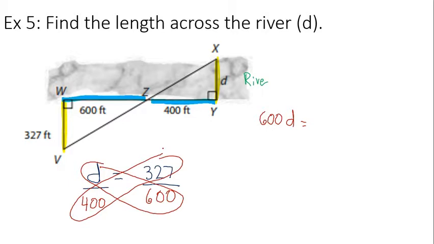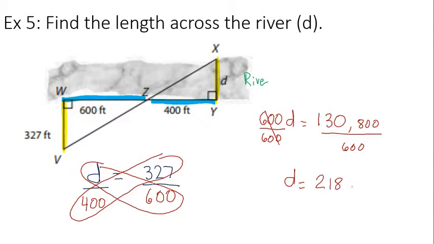And that's going to give me a big number, but it's going to be 130,800. And what I'm going to do next, I'm going to take that number and divide it by 600. These eliminate. So I take 130,800 and I'll divide that by 600. And I'm going to get a value of 218 feet, which is the distance across the river.